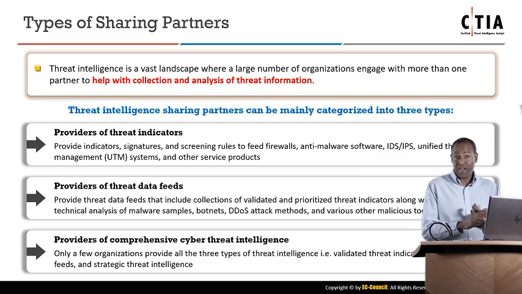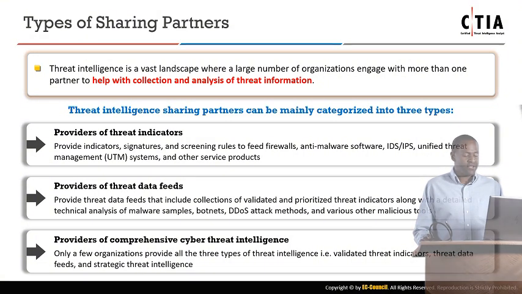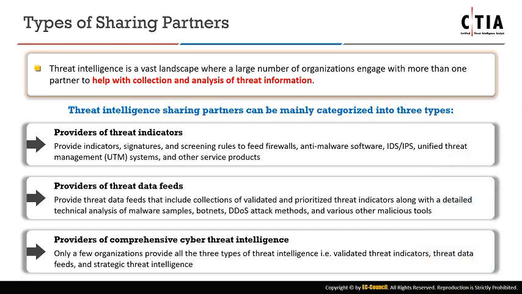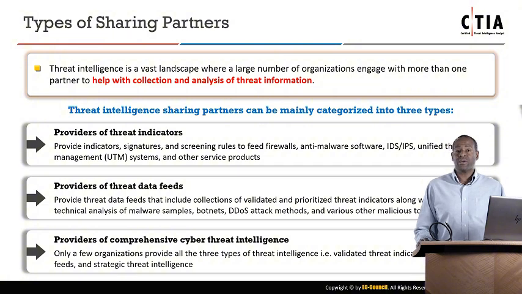So providers of threat indicators, providers of threat data feeds, and next we look at providers of comprehensive cyber intelligence. And there are only a few organizations that provide all three types of intelligence: threat indicators, data feeds, and strategic threat intelligence. And so these big players, in many cases, are going to cost money to associate with. And if that's the case, then you need to work that into budget and make sure that you get the most out of sharing with comprehensive cyber threat intelligence organizations.